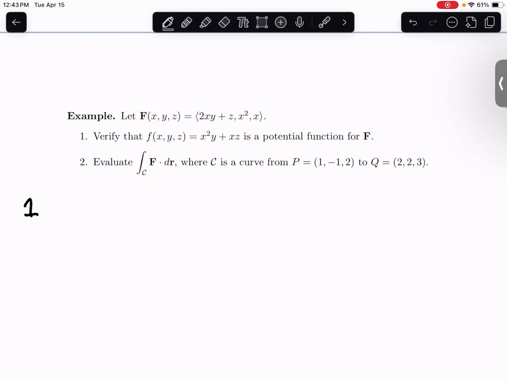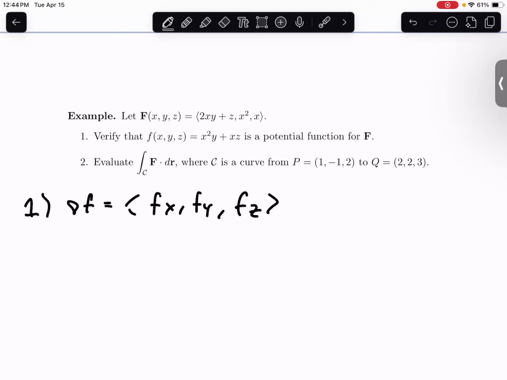So for the first part, I just want you to show that little f is a potential function for the vector field big F. So you just take the gradient of little f. Again, the gradient is just the partial derivatives with respect to x, y, and z of little f. So if you take the partial derivatives, this is going to be 2x times y plus z in the first component.